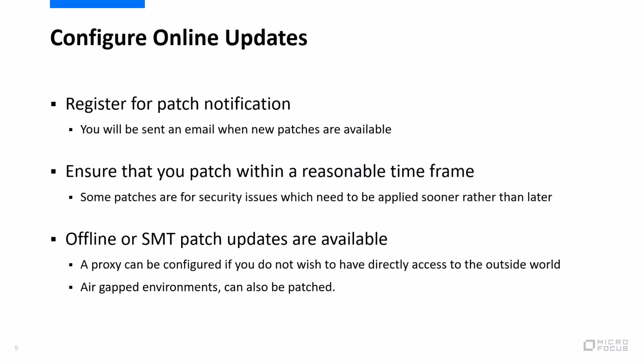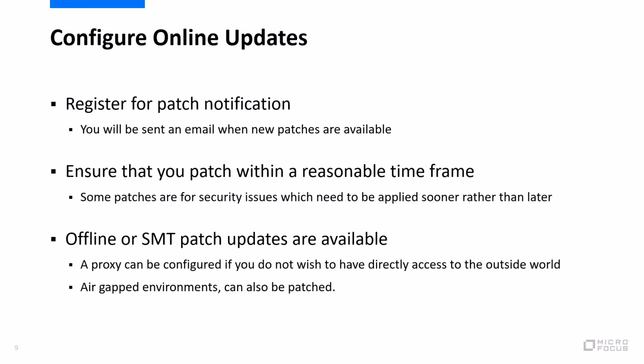Next, make sure that you configure online updates in the Filer environment. Looking at the telemetry that we get back that's sent anonymously from Filer systems, for those of you that have enabled telemetry, we can see that a lot of organizations are not patching their Filer systems in a timely manner. Often we release patches not only with additional features but also for security purposes, and it's better that those get applied sooner rather than later.